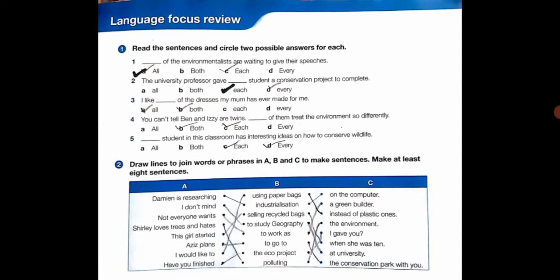Number 4, you can't tell Ben and Lizzie are twins. Dash of them treat the environment so differently. Both, each. These two options are correct. Number 5, dash student in this classroom has interesting ideas on how to conserve wildlife. Each, every. These two options are correct for the same statement.